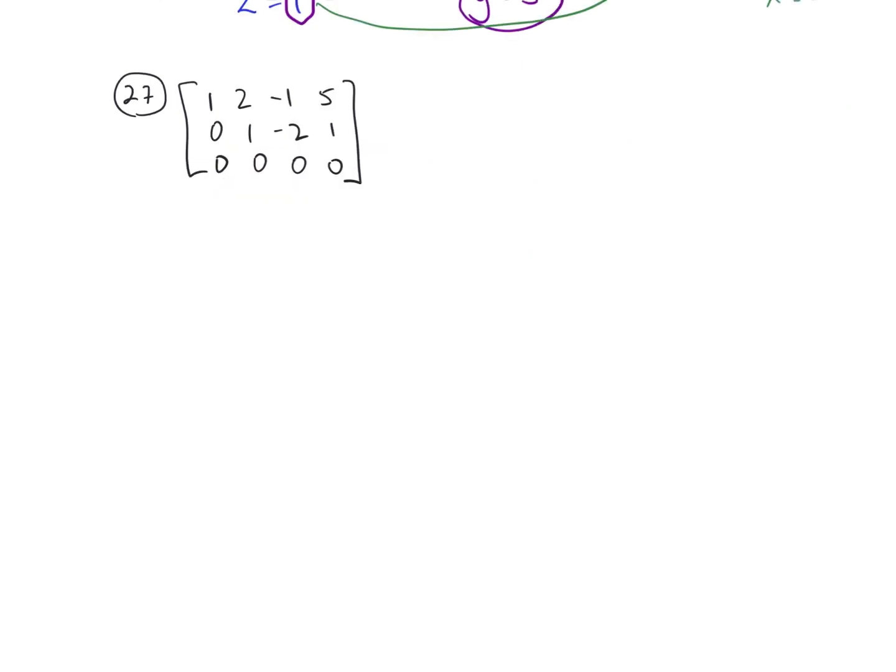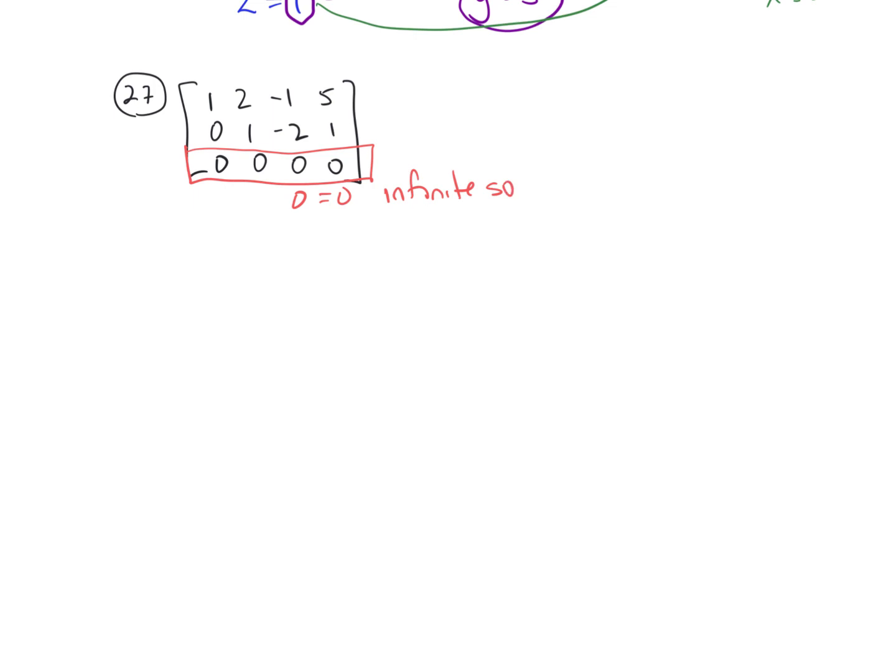27 is very similar to 25. Each augmented matrix is in row echelon form. Remember, row echelon form means we can get an answer out of this. We may not be able to get all of the variables out, but we can get an answer. Usually what you do is look at the last row. When we look at this last row, I have 0 equals 0. That means infinite solutions.